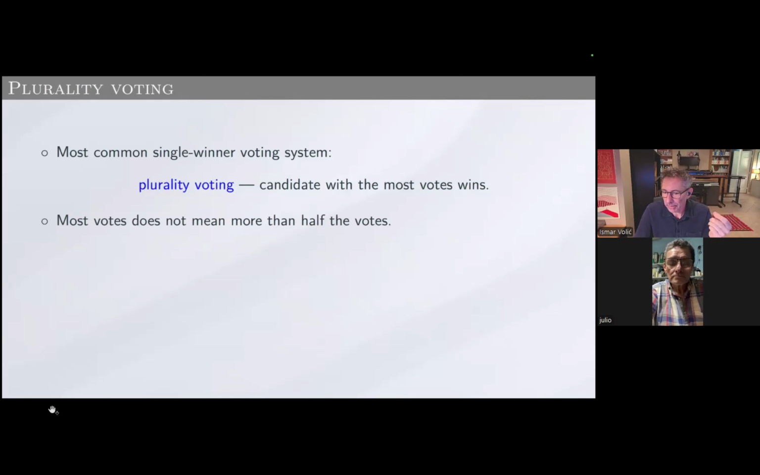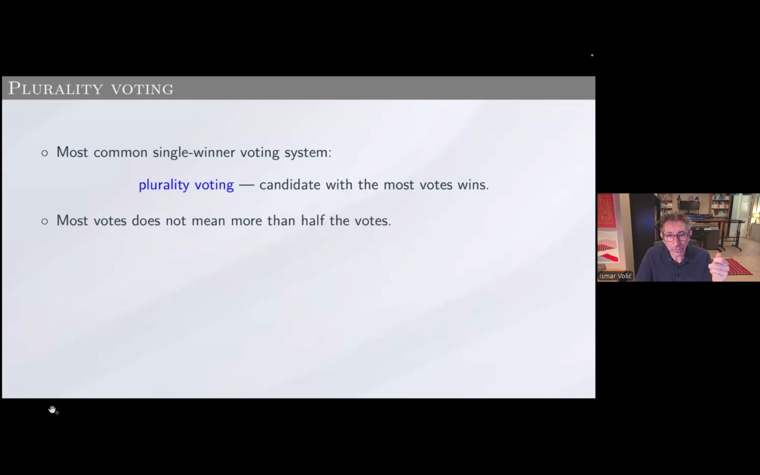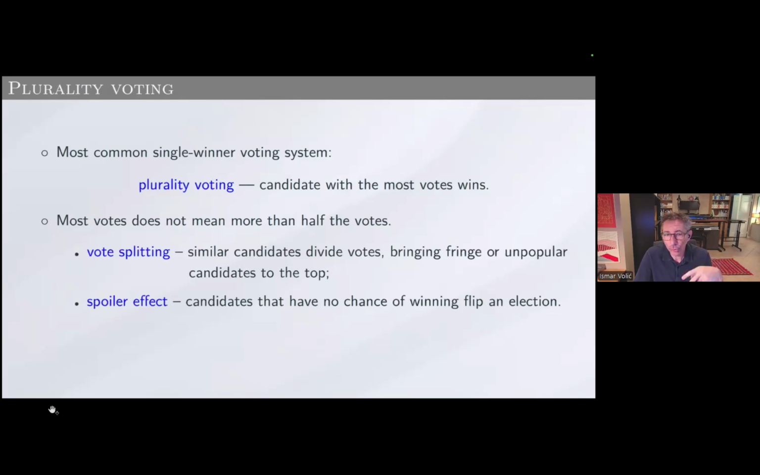However, there's a fundamental mathematical problem with this system, and that is that the person who wins the most votes doesn't necessarily mean that they are winning the majority of the votes, right? So as soon as you have three candidates or more, there's a chance that the winner actually got less than half, or less than 50% support from the voters. And I'll give you some examples in a second. This is a very simple thing that it's clear to you all what it is, but it actually has various mathematical implications. So two of the most common ones are vote splitting and the spoiler effect.